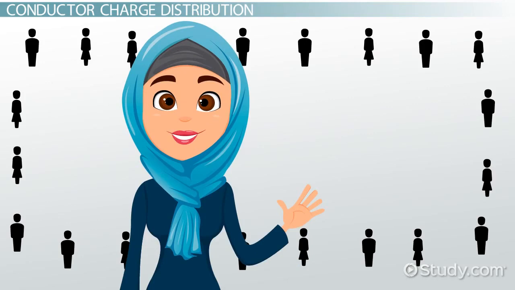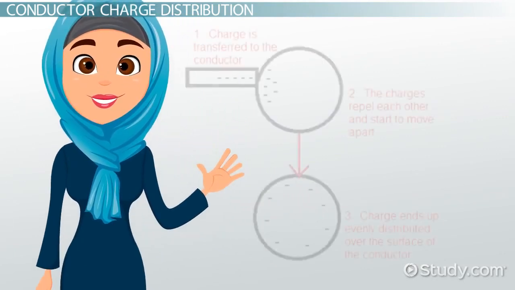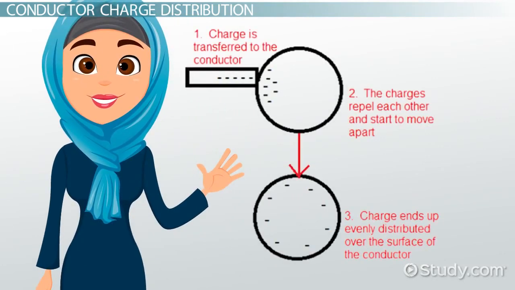The excess electrons in a negatively charged conductor do exactly the same thing. They push each other away until they all end up on the outer surface.